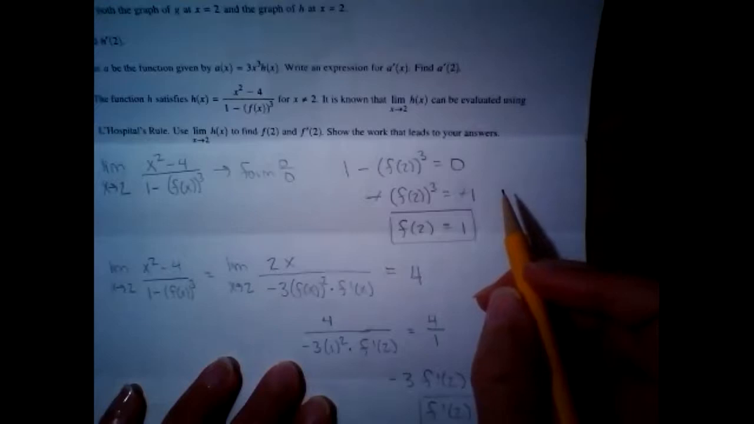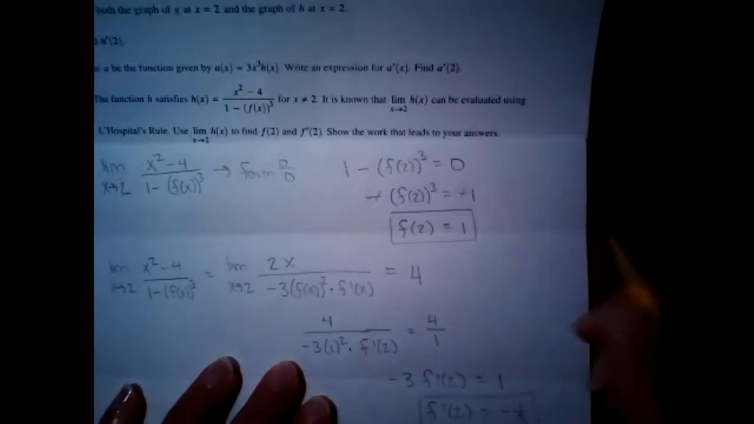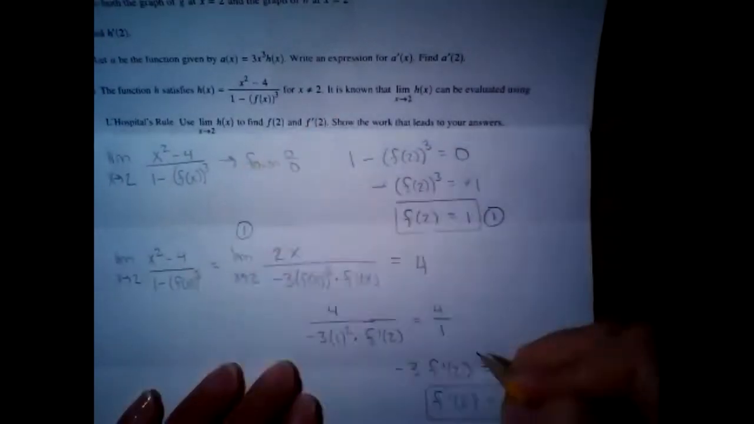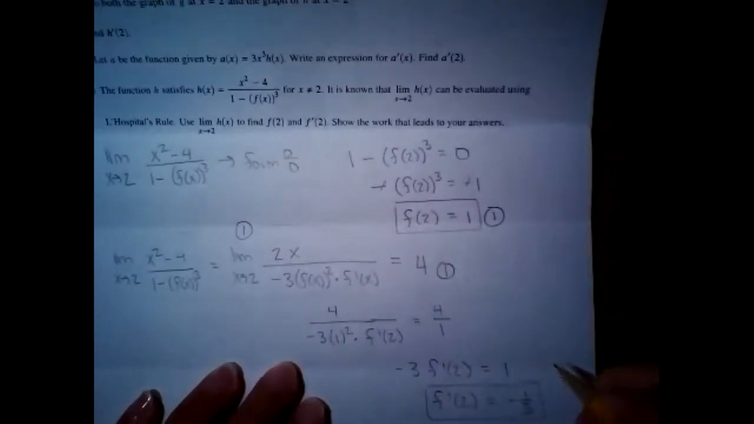All right, so points for this one. I'll just do the points as we go along since I told you them for A and B. You get a point for the f of 2 equals 1. You get a point for doing L'Hopital's rule. You get a point for setting it equal to 4. And then you get a point for this answer. All right, that was part C. Again, I might have gotten these two, but I feel like these 2 points were pretty hard.